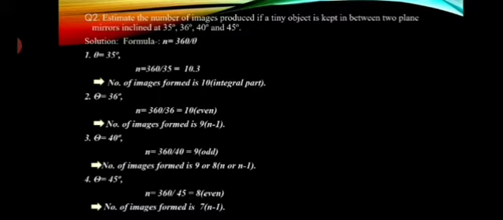Okay. The last angle of inclination which is given is theta equal to 45 degrees. Now here we get exactly n equal to 8, which is even. Again, the number of images formed will be n minus 1. For even n, that is 7. I hope this point is clear, and it is very easy.